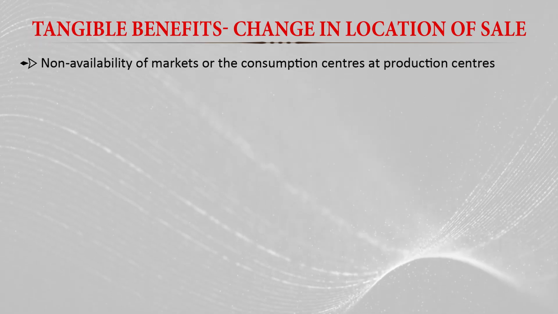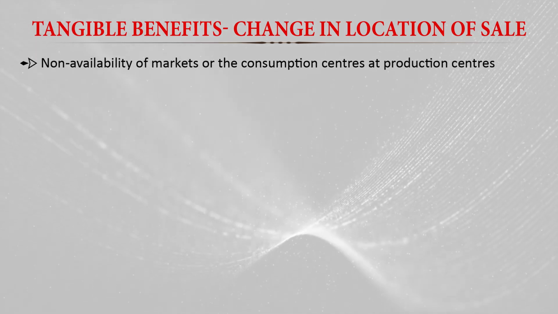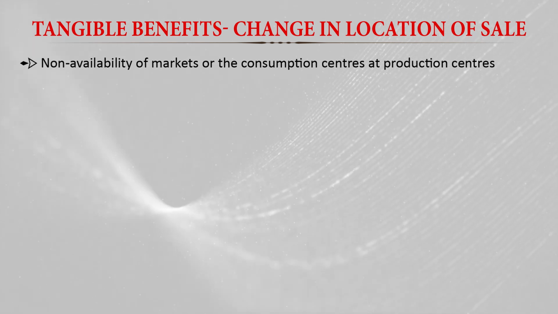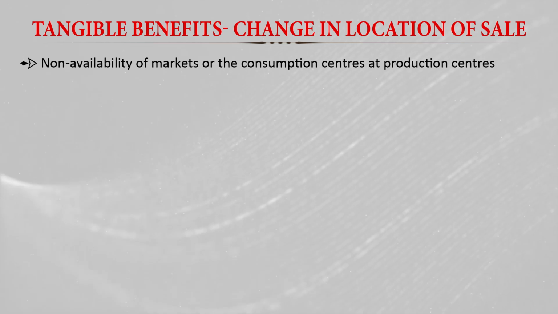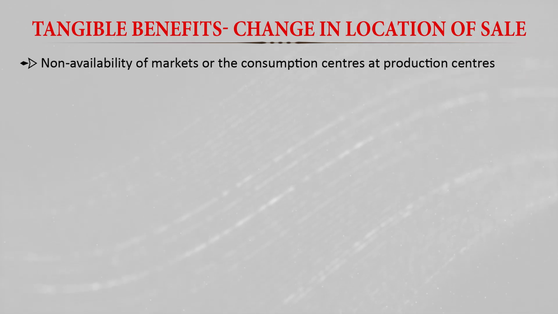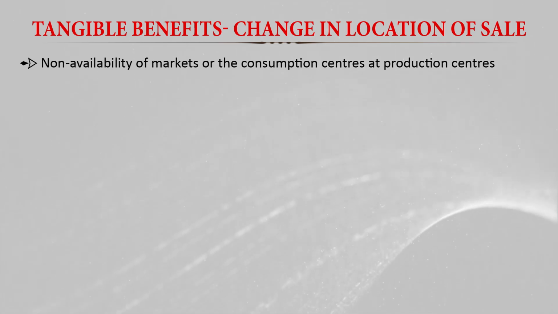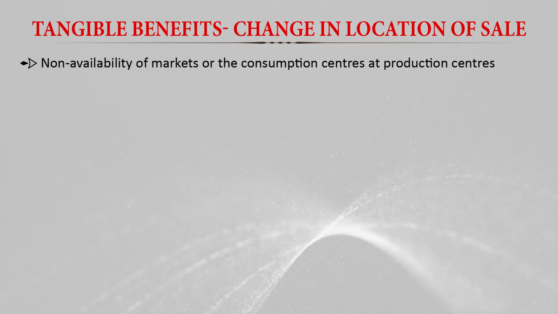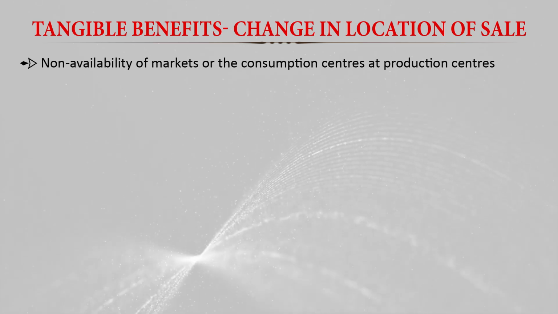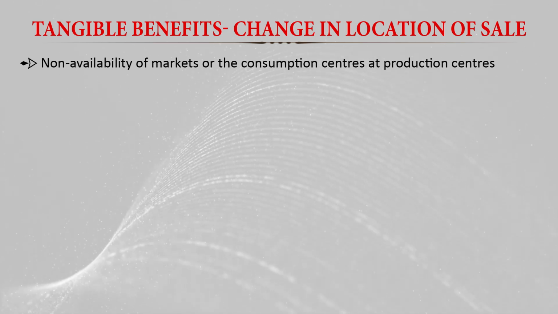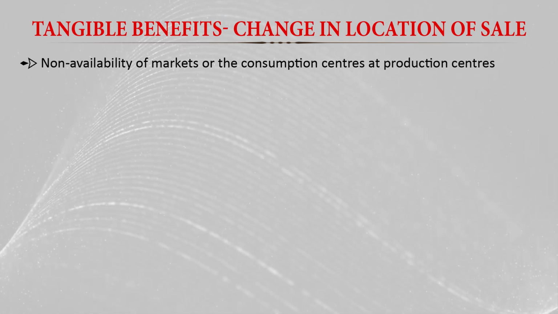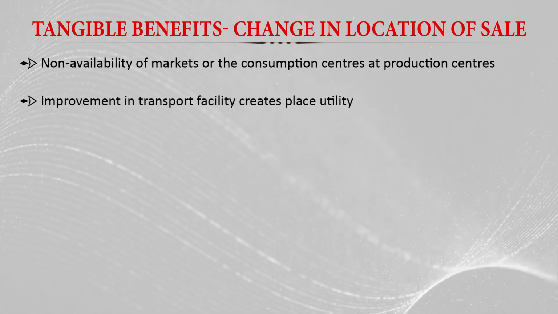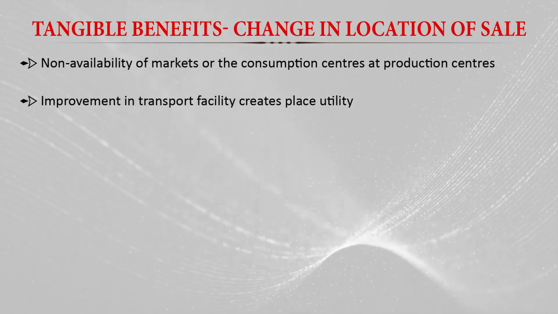Then another kind of tangible benefit we find in agriculture projects is the change in the location of sale. The production sector and the consumption sector are at two distinct places. Production is in the rural areas where the population is comparatively low, and the demand for this agriculture produce is in the urban areas where we have a large population, so there is a distance between the consumption center and the production sector. And if we develop the transport facility and road infrastructure, it creates place utility.